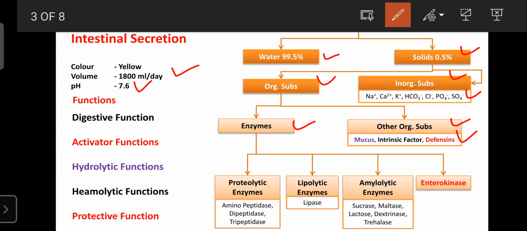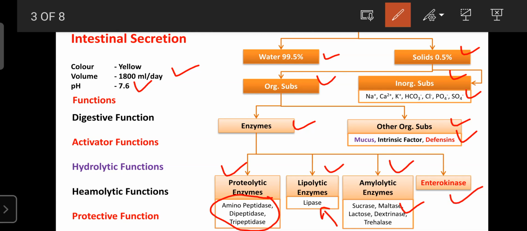Then regarding enzymes, they are categorized into proteolytic enzymes like aminopeptidase, dipeptidase, and tripeptidase. These are helpful for the breakdown of peptides or protein. The second one is the lipolytic enzyme, lipase, which is helpful for the metabolism of lipids. Then amylolytic enzymes: sucrase, maltase, lactase, dextrinase, and trehalase. These are helpful for the digestion of carbohydrates. Next, it also consists of the enterokinase.